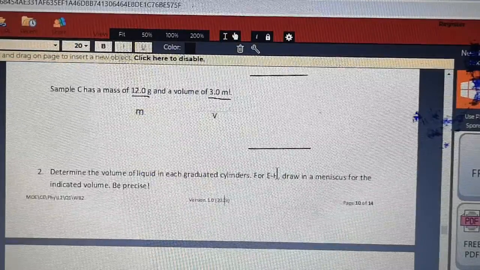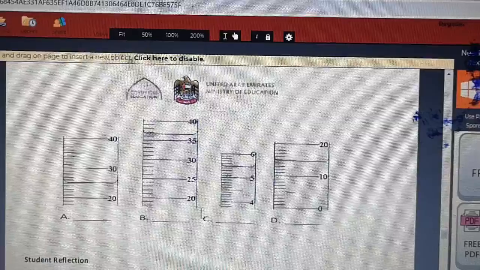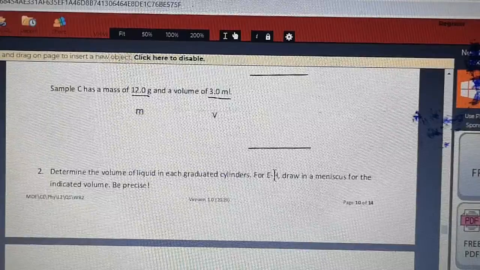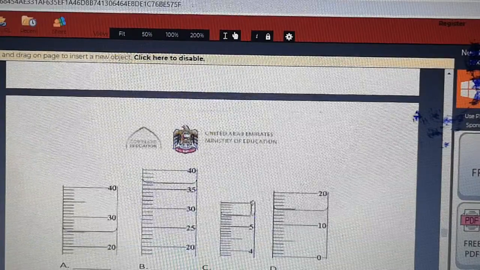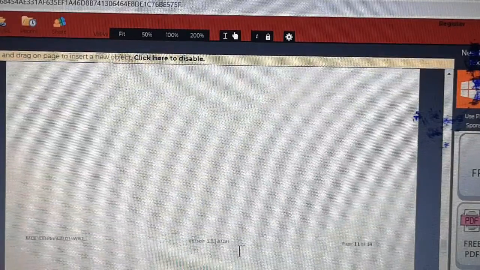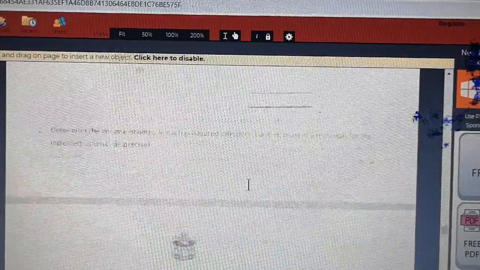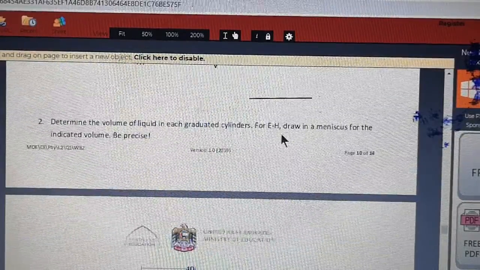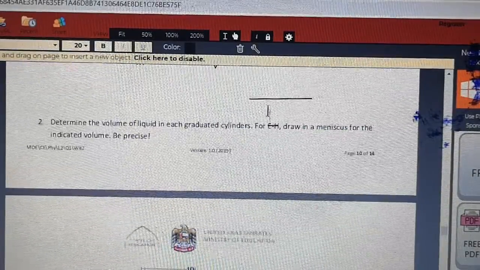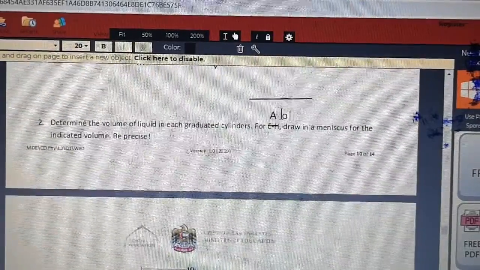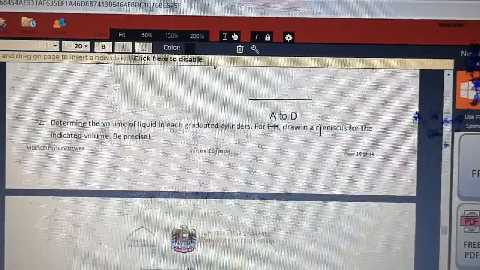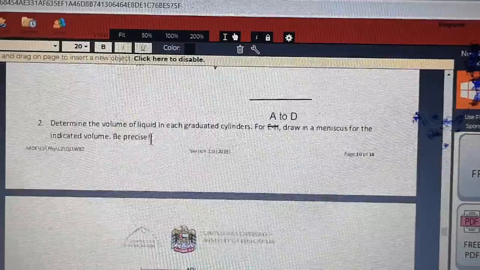Alright, it says for E to H, A, B, C, D. Maybe it means for, I think it means A, B, C, D, because there is no E to H. So ignore that. Let's write for A to D. We're going to find all 4 of these volumes. It says draw in a meniscus for the indicated volume, be precise.